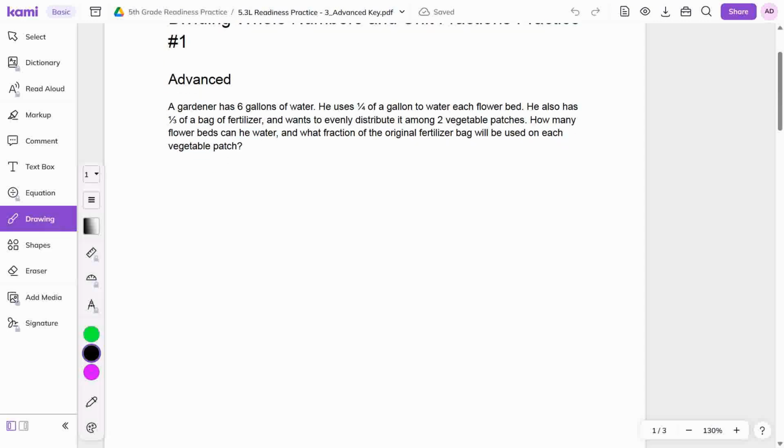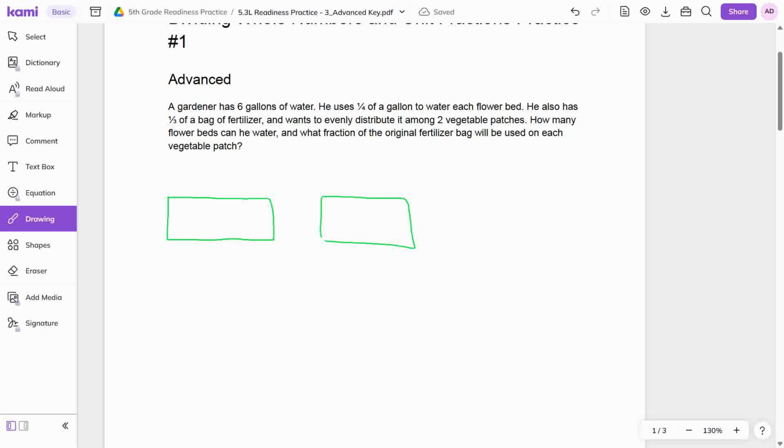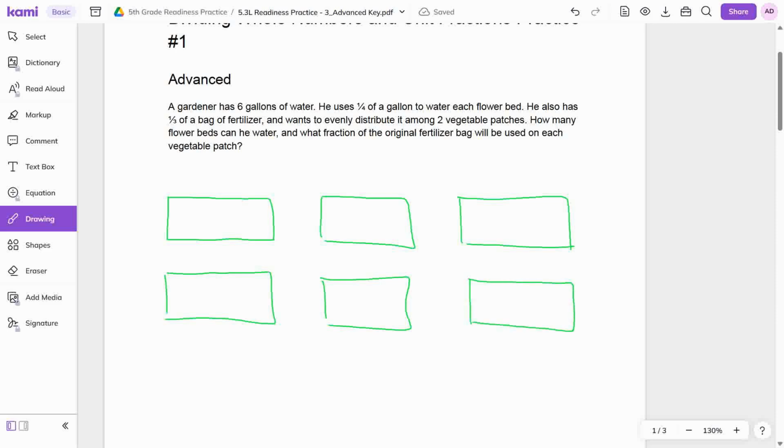So for my flower beds, I'll use a green right here. I've got 6 gallons of water, and each flower bed uses a quarter of a gallon, 1/4 of a gallon. So I'm just going to draw 6 gallons like this. And we could do it with an equation as well, but I always like to show it with some type of visual if possible. So this represents my 6 gallons. I'm just going to put that right here, 6 gallons.